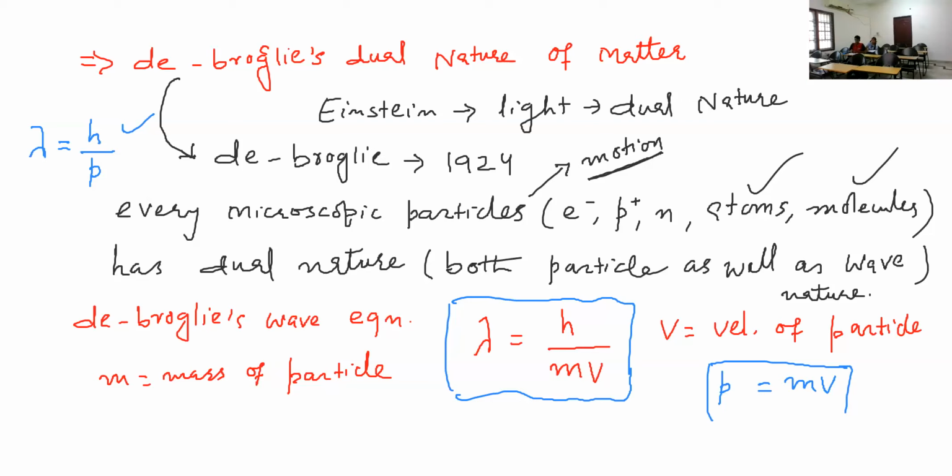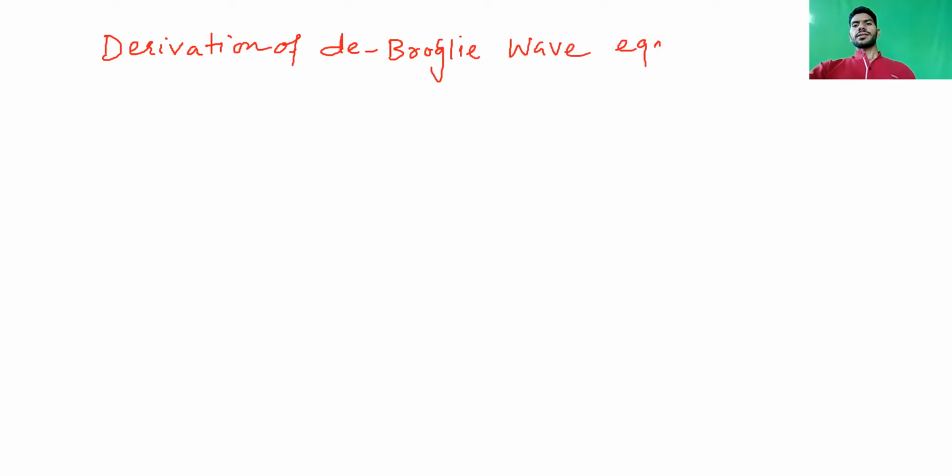Yes, sir. Now, the next thing is that we will see how to derive this de Broglie's wave equation. This is very important. This is asked in the exam. So, derivation of de Broglie's wave equation. We can derive this from two very important principles, from two equations: Einstein's equation and the Planck's quantum equation. Can you tell me what is the Einstein's equation?